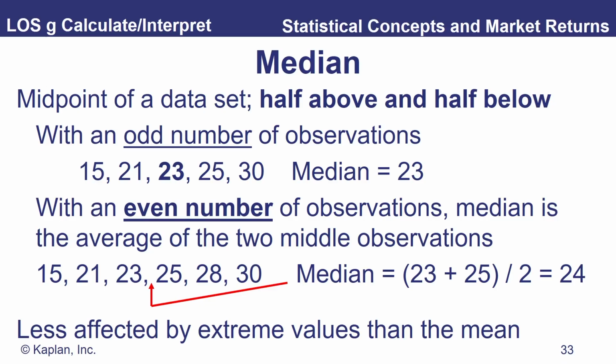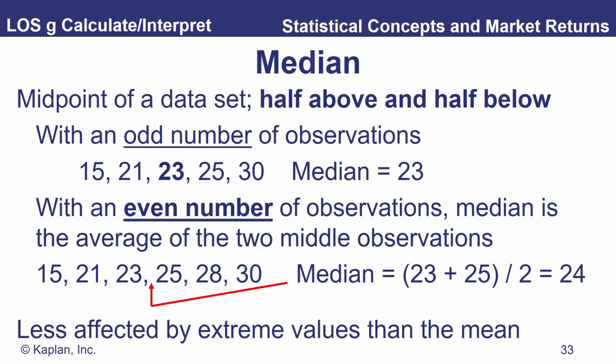Now, let's have a look. With an odd number of observations, calculating the median is dead straightforward. So in our first example here, we've got 5 observations, 15, 21, 23, 25 and 30. Note we rank them from lowest to highest and we just choose the middle point, which in this case is 23.